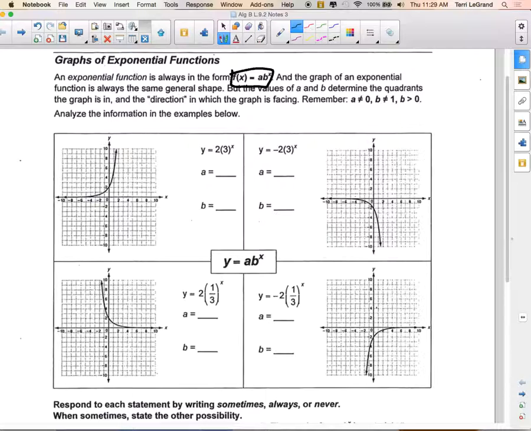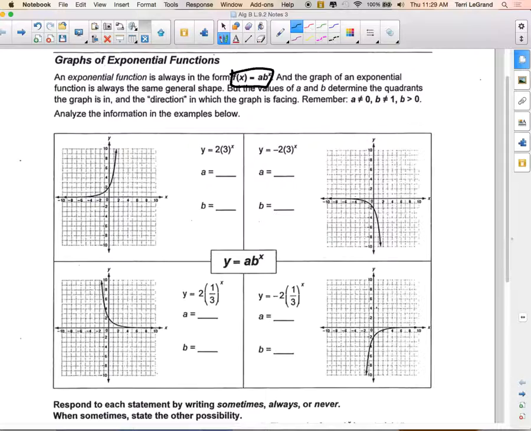No, in any exponential function, what does a represent? It doesn't always have to be 2. It represents the starting value, when x is equal to 0. Hey! That triggers something up here. When x is equal to 0, that means that it is the a value.